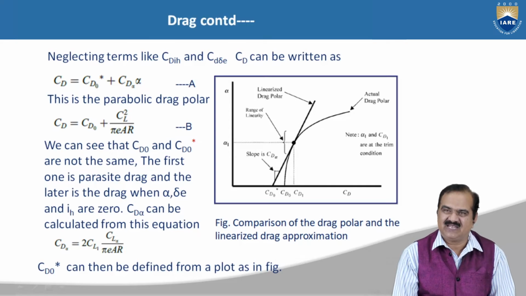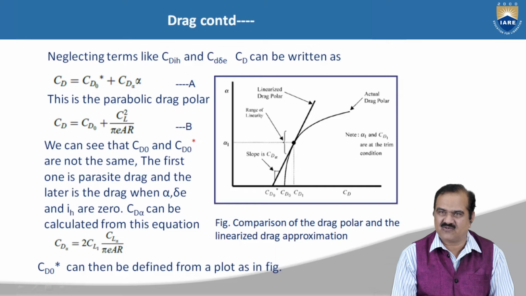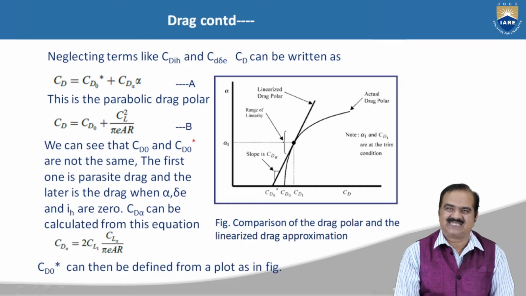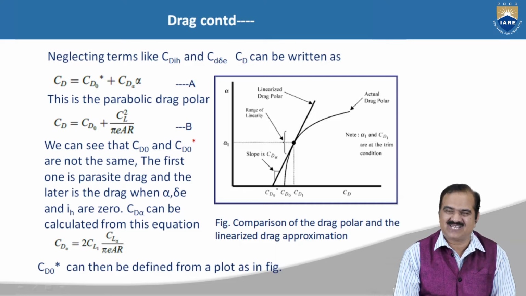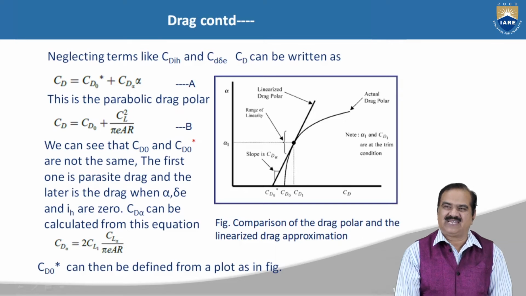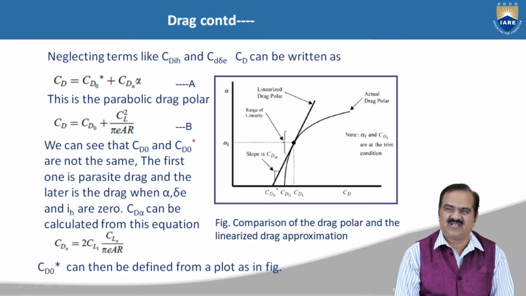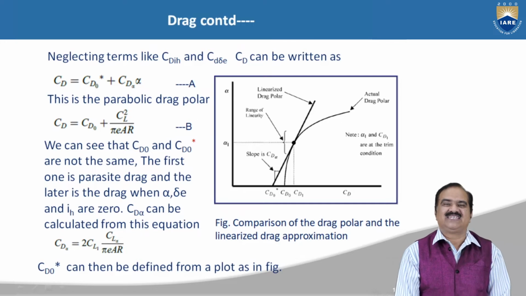But another equation, that is equation 1, that CD is equal to CD naught star plus CD alpha alpha, and this line is assumed to be a linearized drag polar. So we have linearized in this, and if you see here, this is the plot of angle of attack versus CD. So in this, we have seen that there is a point at angle alpha 1 where the drag is CD1, and if you see towards the left, you will get a CD naught, and further towards the left, you will get the CD naught star.